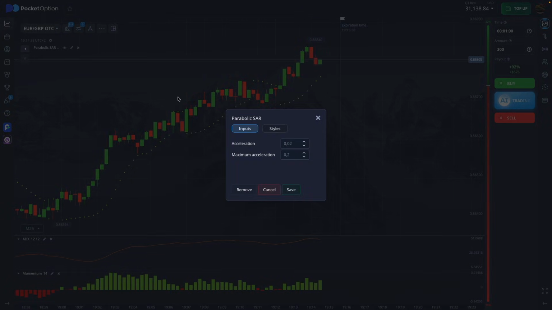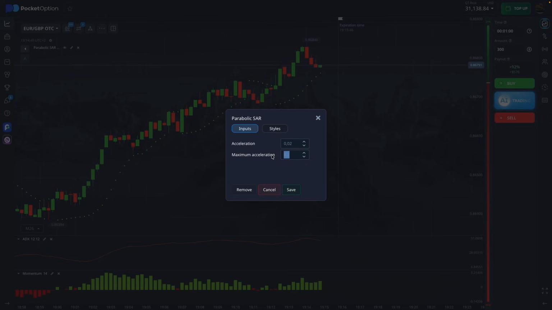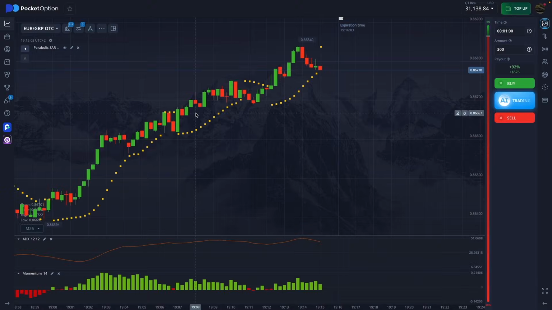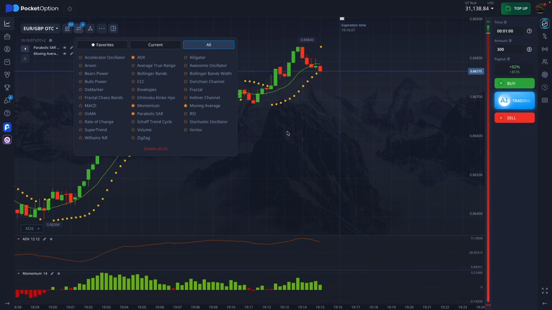I also go to its settings, and here in the first parameter I use the value 0.02, and in the second parameter I use the value 0.2. Then I move on to styles, and here I change the color of this indicator and make it a little thicker just so that it is more noticeable to me and easier to work with. But most importantly, I left all the indicator settings standard.